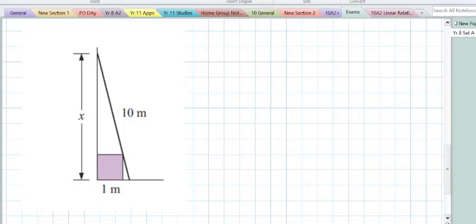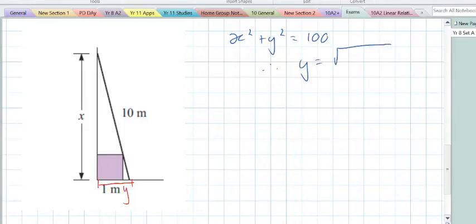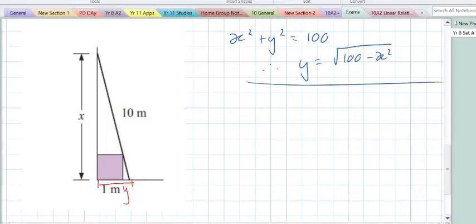Right, question 4. You need to find the possible values for x. And once again, we have a ladder. I would start with labeling this side y. Then, using the entire ladder, we have the equation x squared plus y squared is 10 squared or 100. Therefore, we can say that y is equal to the square root of 100 take x squared. Alright, now we put that one to one side for use later.